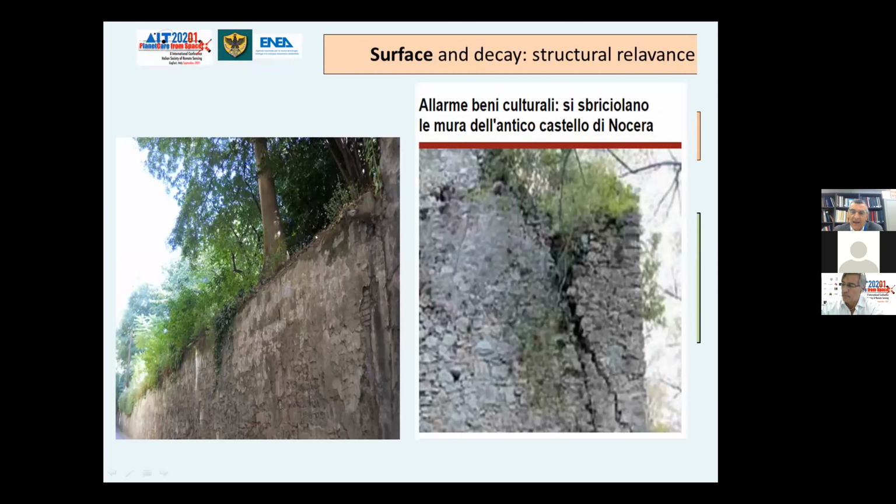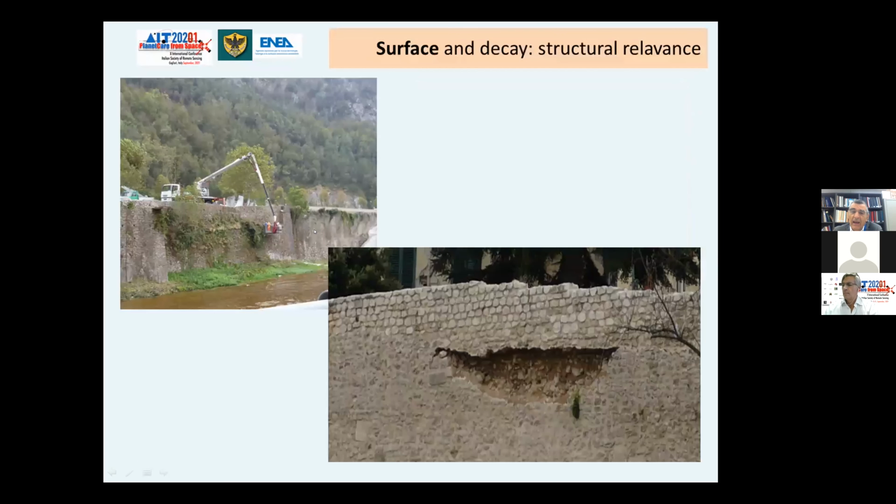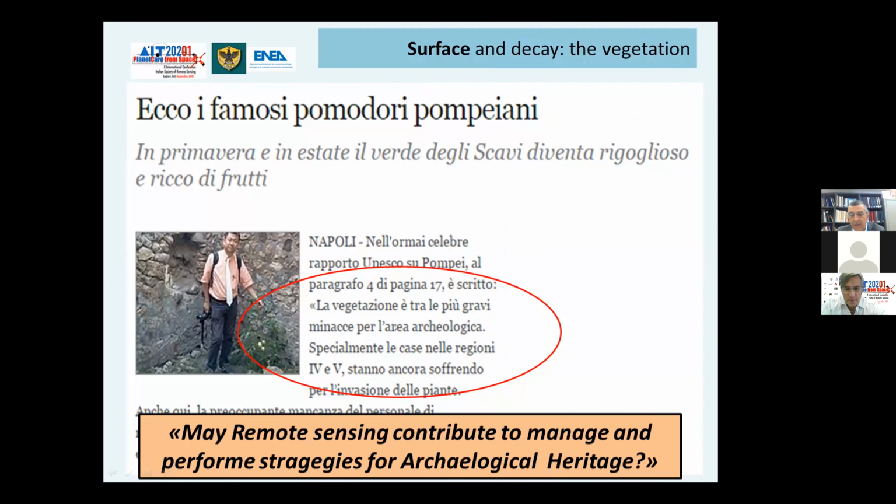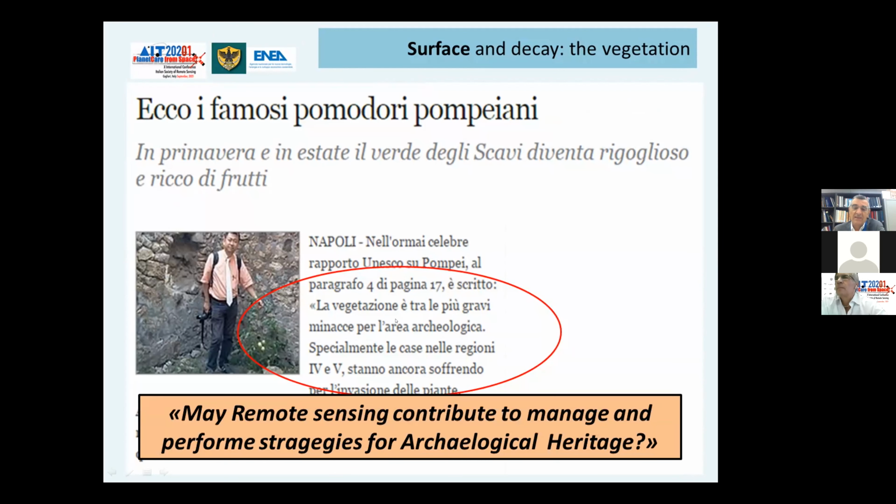Surface and decay, the aspect related to the structural issue to plants. Other aspects relate to the structure of masonry. And here is, even if it's in Italian, a report of the UNESCO that says that vegetation is the most important threat for the archaeological area. So remote sensing is useful for monitoring vegetation, its growth, chlorophyll, and so on. We will see more about it.